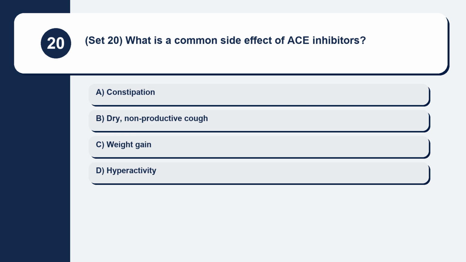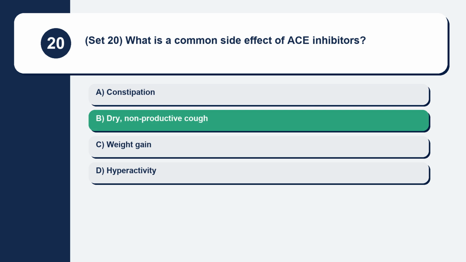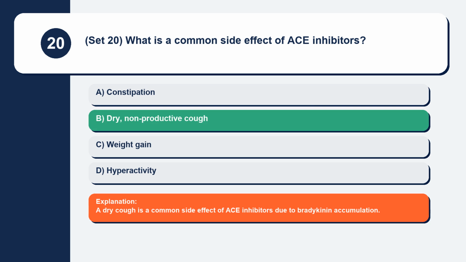Question 20. Set 20. What is a common side effect of ACE inhibitors? Constipation, dry non-productive cough, weight gain, hyperactivity. A dry cough is a common side effect of ACE inhibitors due to bradykinin accumulation.